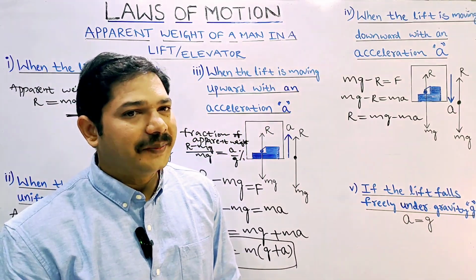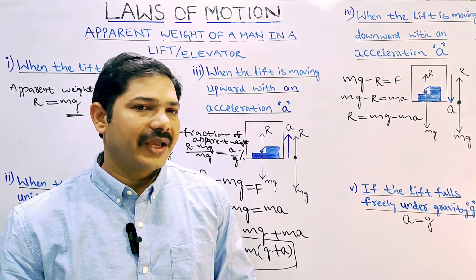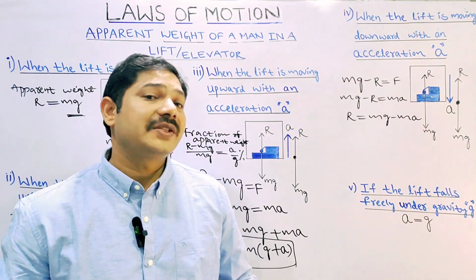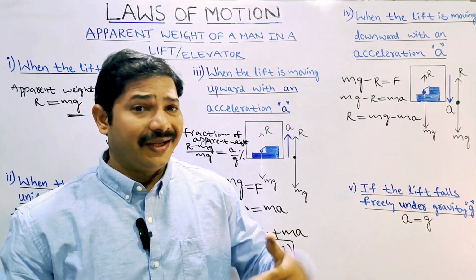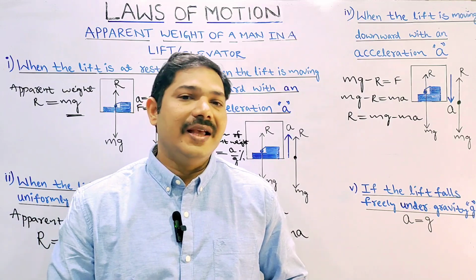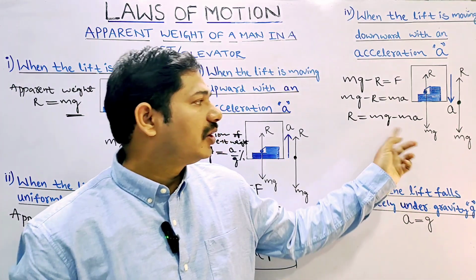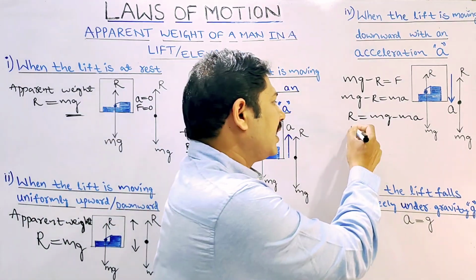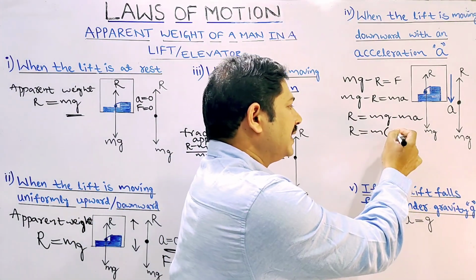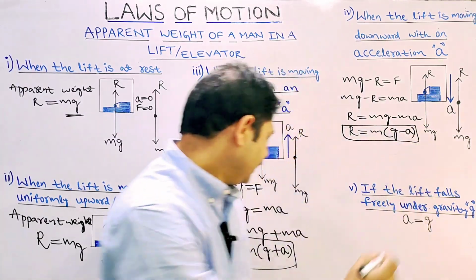Now it is very clear: from the true weight we are subtracting some force, ma. So what happens to the apparent weight? It decreases. That is why when the lift is moving downward, we feel lighter than our original weight. The apparent weight R equals mg minus ma. Taking m common, R equals m into g minus a.